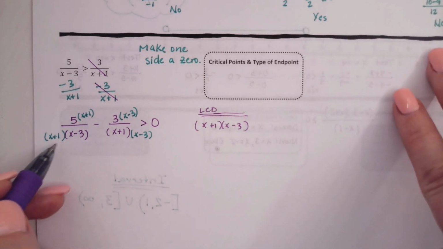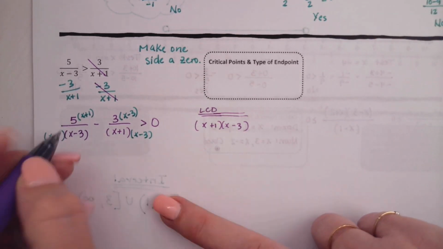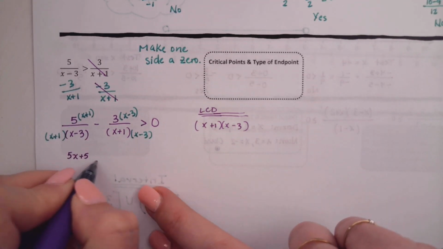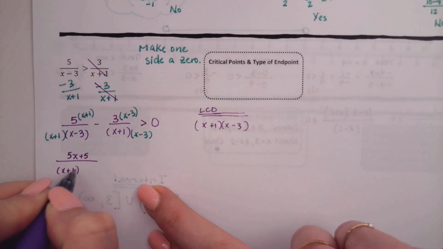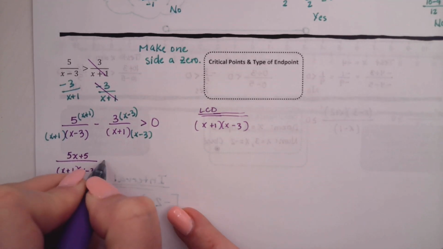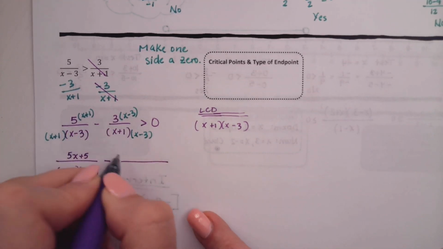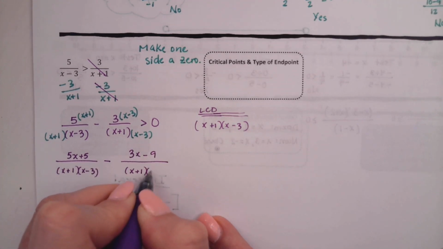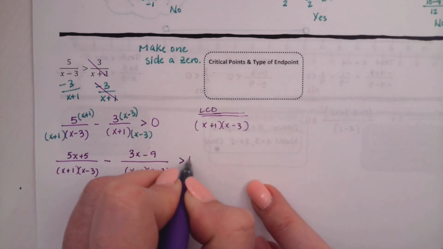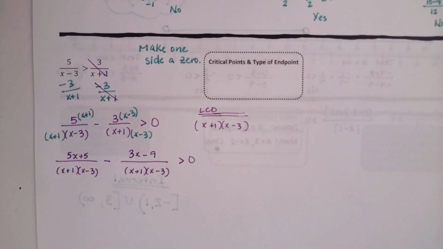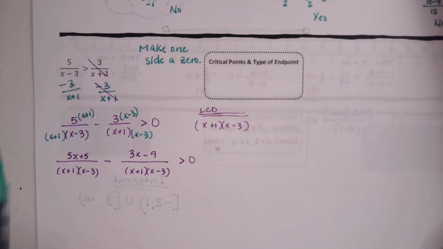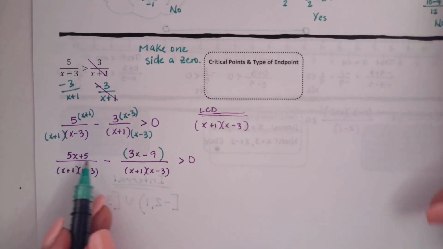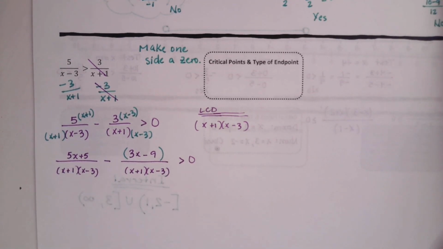Not the whole thing. You're just trying to get common denominators. And then simplifying my numerators, I'm going to have a 5x plus 5 over x plus 1, x minus 3, minus, and then my second numerator is going to be 3x minus 9 over x plus 1, x minus 3. Now that they have the same denominator, what are we allowed to do? Subtract the numerators. The denominator is going to stay the same when you add or subtract.